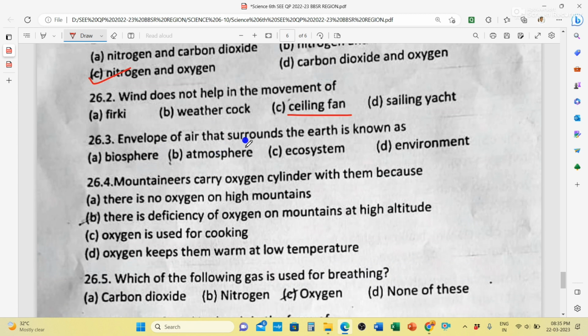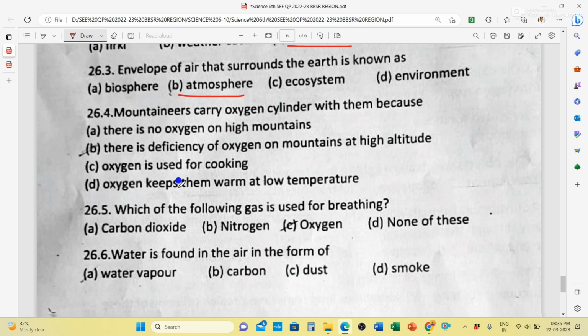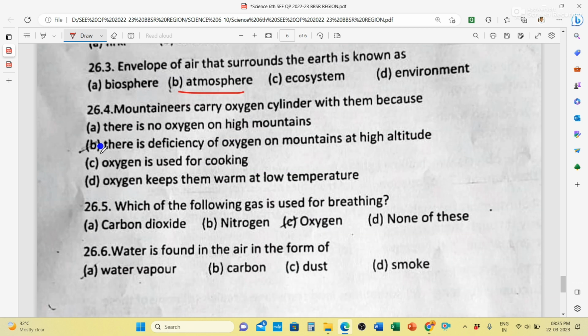The envelope of air that surrounds the earth is known as atmosphere. Mountaineers carry oxygen cylinders with them because there is deficiency of oxygen on mountains at high altitude. There is no oxygen on mountains. Oxygen is used for cooking. Oxygen keeps them warm at low temperature. The answer will be there is deficiency of oxygen on mountains at high altitude.